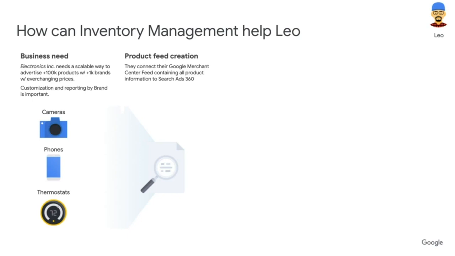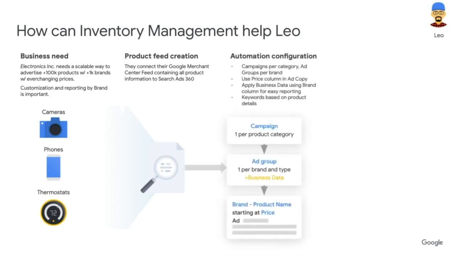It's regularly updated as well, and he will be able to leverage the brand, the category, the product characteristics, and all of that in the build out of his campaign structure, but also his ad copies, his keywords, and so on. So let's take a look at that configuration using those templates.